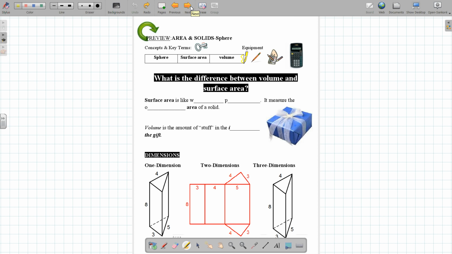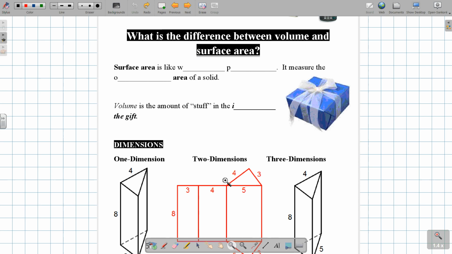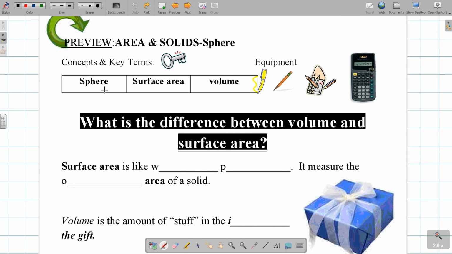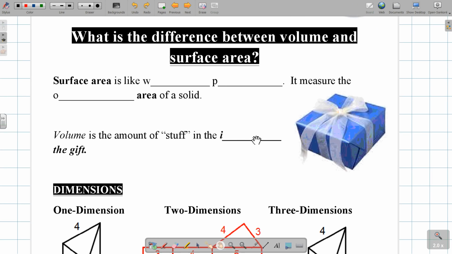Today we're going to be talking about spheres. But before I talk about spheres, there's a word I need to quickly discuss, and that is the concept of surface area versus volume. Read that question in the black. So we're going to distinguish between the concept of volume and the concept of surface area.